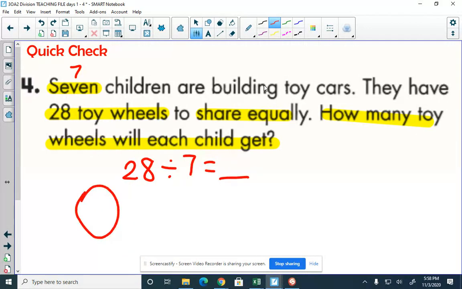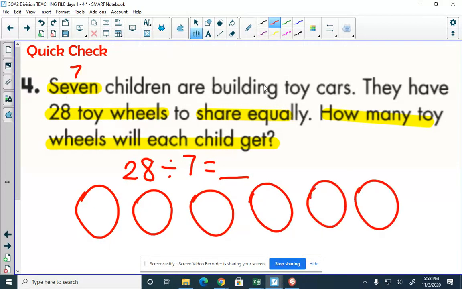If you make your 7 groups, or you could do this in an array actually. People just get used to doing the groups. That's what most children are comfortable with. And count out the 28. 1, 2, 3, and so on up to 28. So there will be 4 wheels that each child will get.